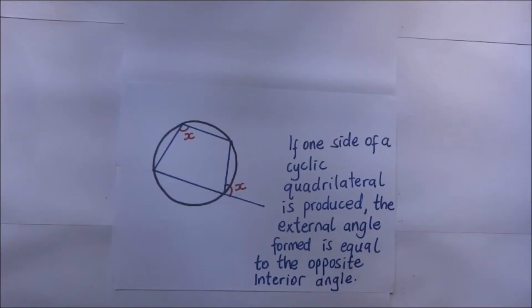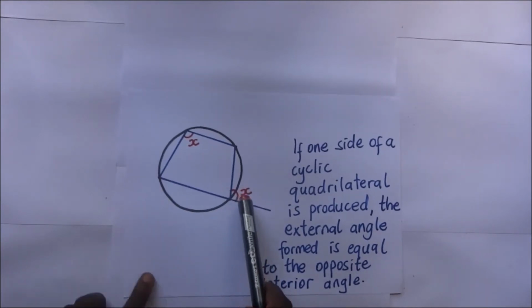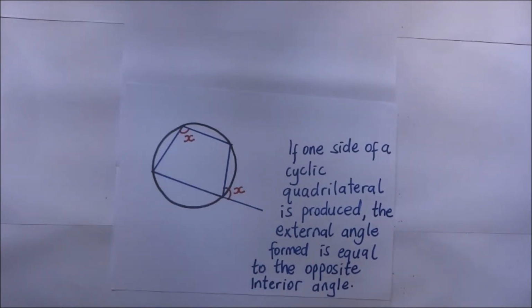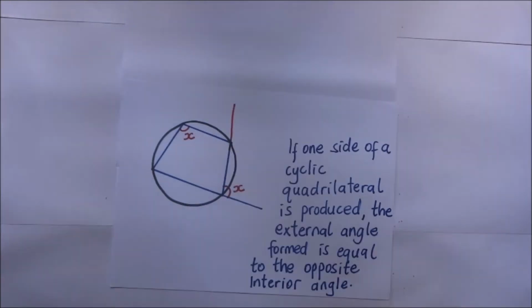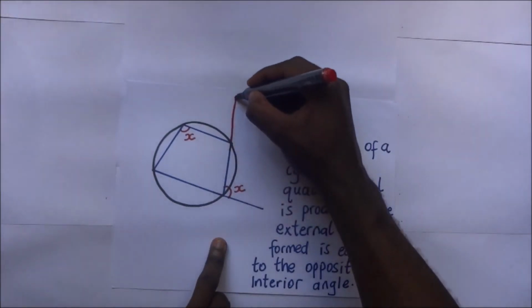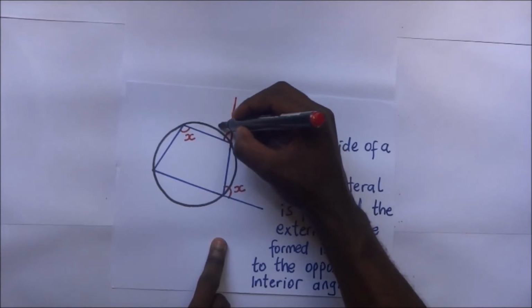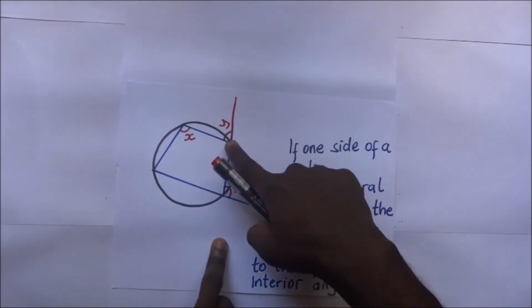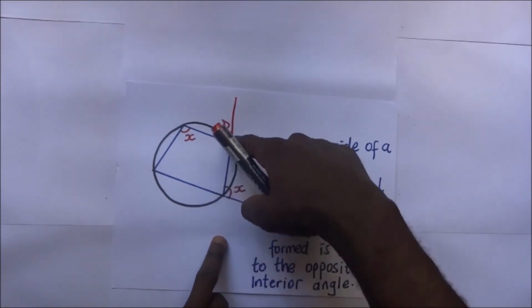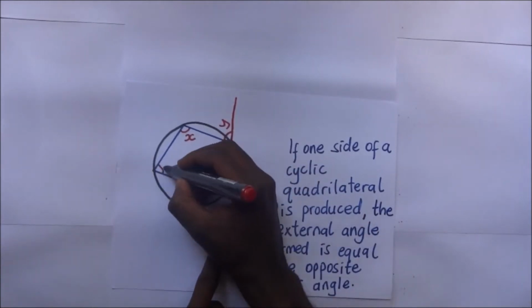If one side of a cyclic quadrilateral is produced, the external angle formed is equal to the opposite interior angle. This is one of the sides that has been produced, so it means that this exterior angle should be equal to the interior angle there. Likewise, if I produce this line, and this is my angle y, it is supposed to be equal to the opposite interior angle, which is that y.